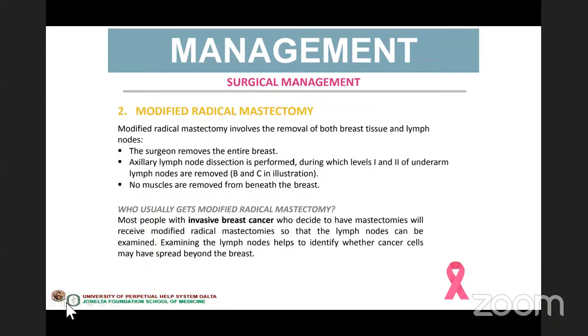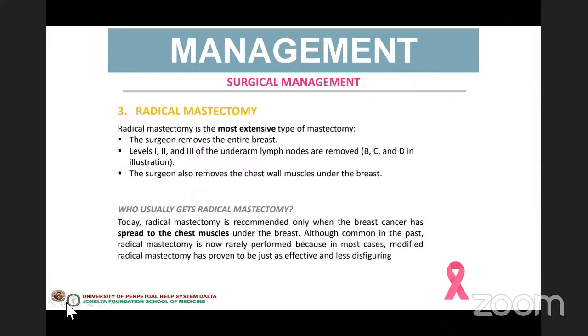Next would be your modified radical mastectomy. What's added is there's lymph node involvement, so levels 1 and 2 of underarm lymph nodes are removed. No muscles are removed from beneath the breast. So if your cancer is invasive, you do your modified radical mastectomy, so that you could examine the lymph nodes and whether cancer cells may have spread beyond the breast.